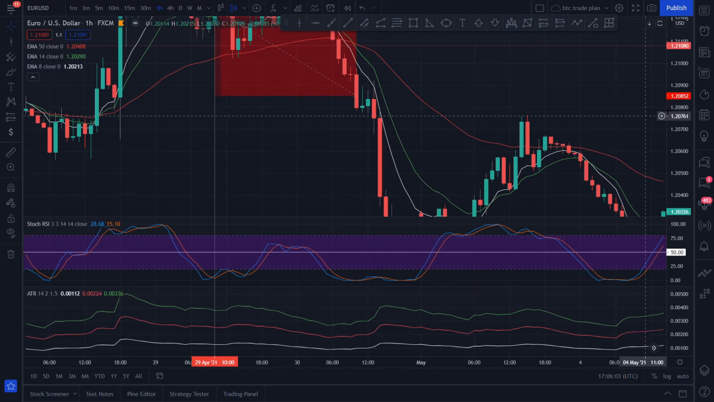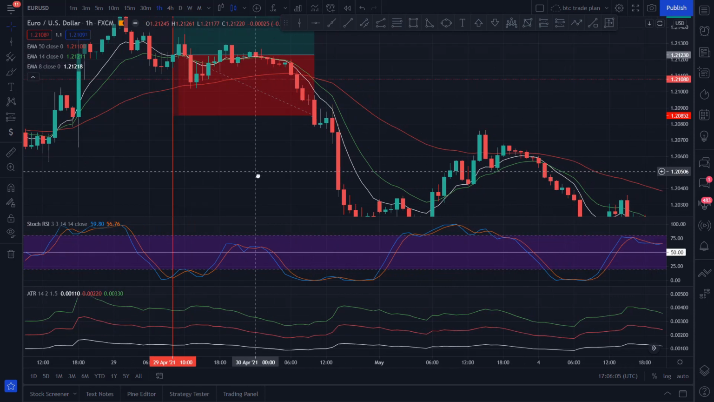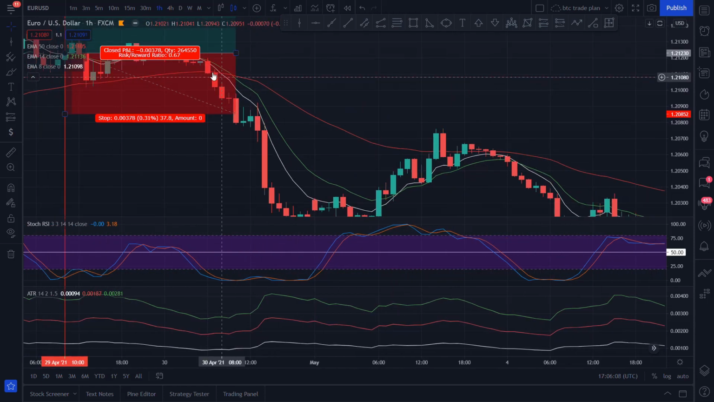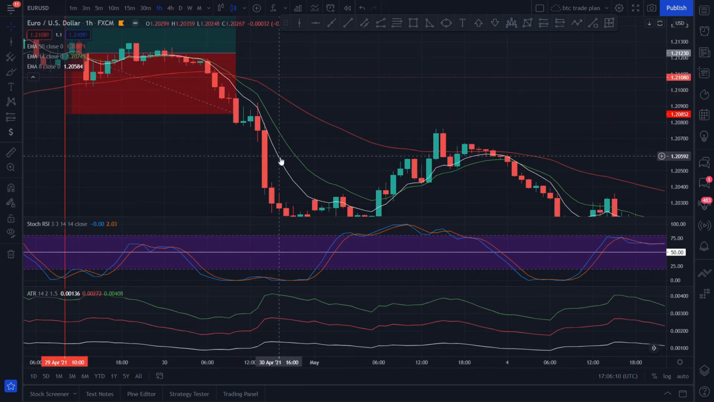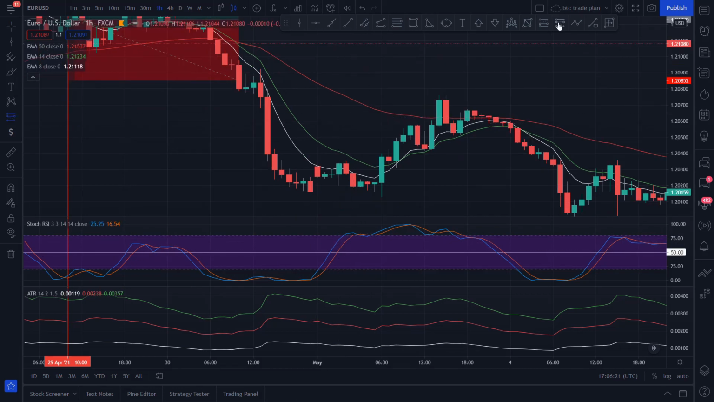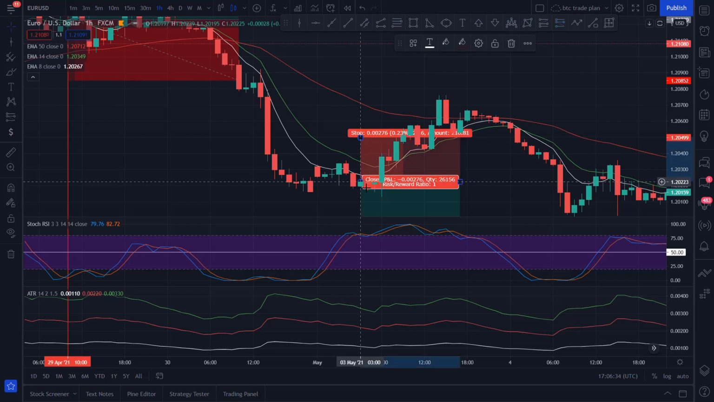Yes, so let's take a look for a short position now. Okay, price is under all of the EMAs. We have the stochastic coming up and crossing back down above the 50 line. So we can take a short position right here. EMAs are lining up, 50, 14 and 8. Price closed under all of the EMAs. So let's take our short position right here.